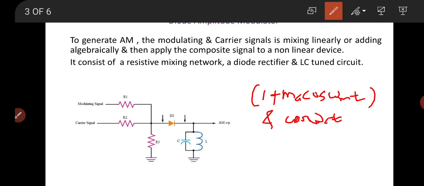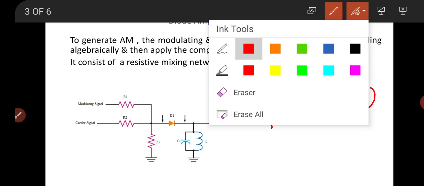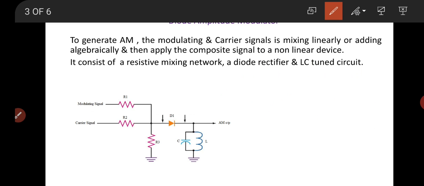So, where cos of omega c t is the carrier signal and 1 plus ma cos of omega m t is its amplitude. To generate amplitude modulation, we can multiply the carrier by a factor that varies with modulating signal. Another way to generate amplitude modulation is mixing linearly or adding algebraically the carrier and the modulating signals, and then apply the composite signal to a non-linear device or circuit.